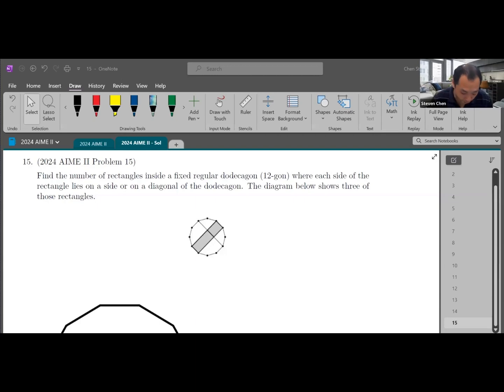Now let's look at 2024 AIME II Problem 15. This problem gives us a regular dodecagon, so it's a regular 12-gon, okay? And it says that we want to use it to construct rectangles such that each side of the rectangle is either a diagonal or a side of this 12-gon. It asks us to count the number of such rectangles.